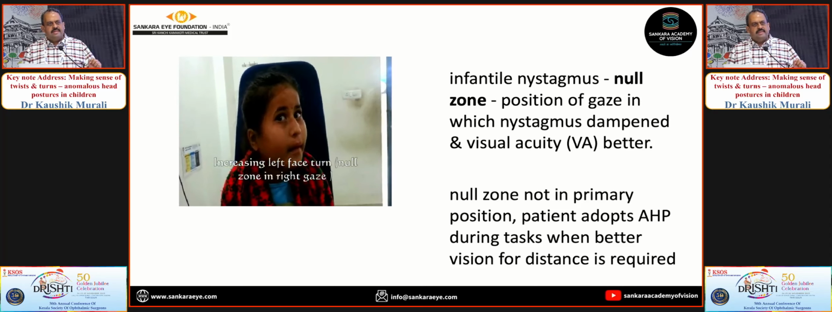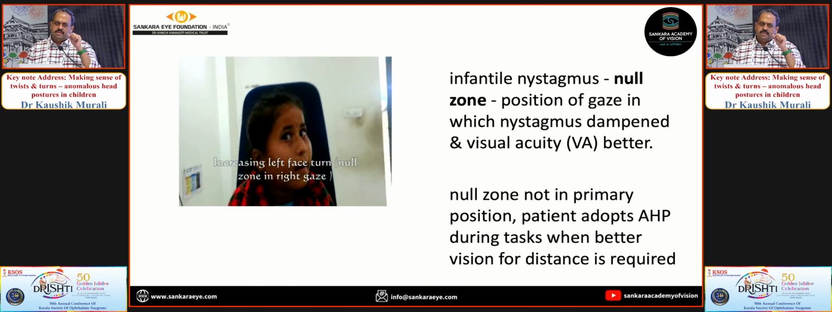But whenever this null zone is not in the primary position, you will see children with nystagmus adopt a face turn. Children who keep their face straight probably do so because the null zone is in the primary position. Whenever it is not in the null zone, they will adopt an AHP. They will adopt an AHP not all the time. So when they're talking to you, they may not. But when they have to actually use their vision, when you ask them to read a distance vision chart, is the easiest way for you to elicit that potential null point that will be triggered by the AHP.